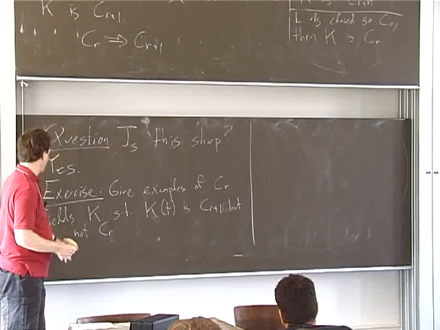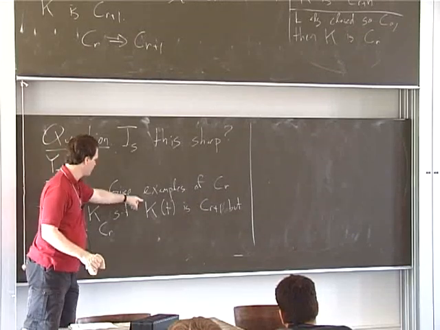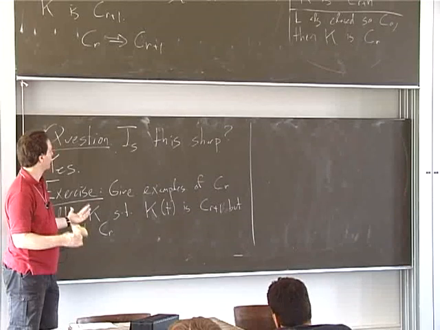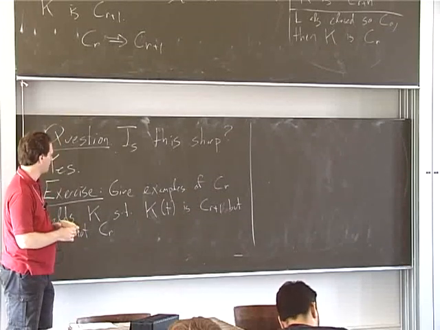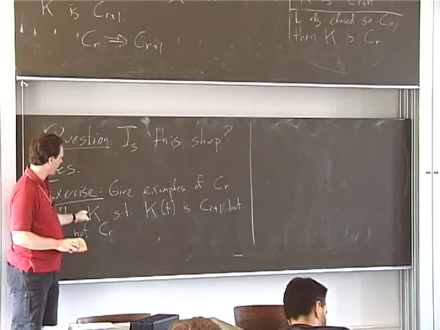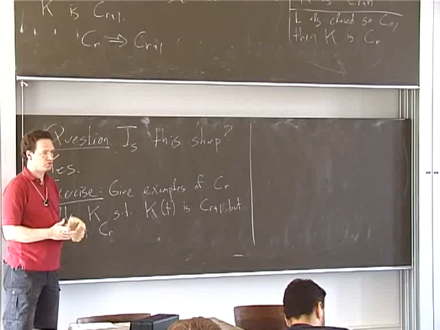Right, exactly. So you should give examples of CR fields K such that K of T is not CR. From the Tsen-Lang theorem, K of T is CR plus 1. That's what the Tsen-Lang theorem says. But there do exist fields K which are CR, but such that K of T is not CR.